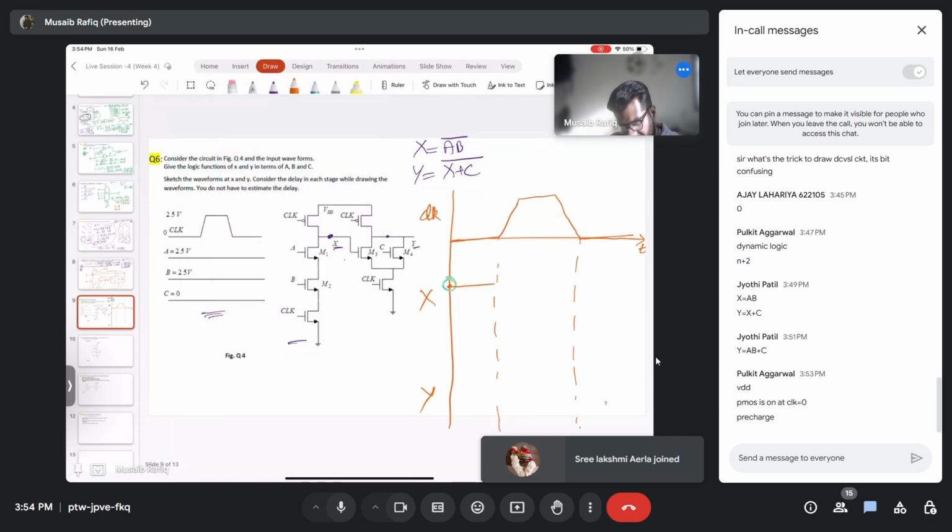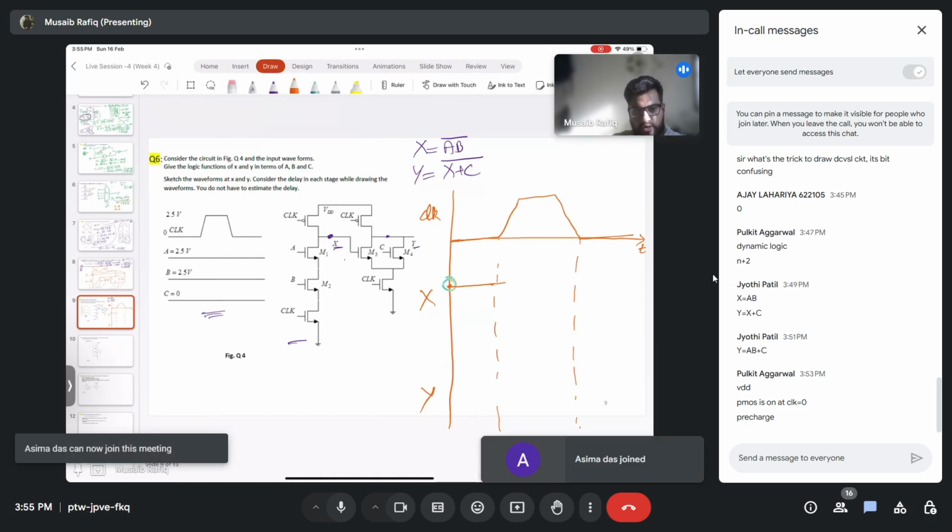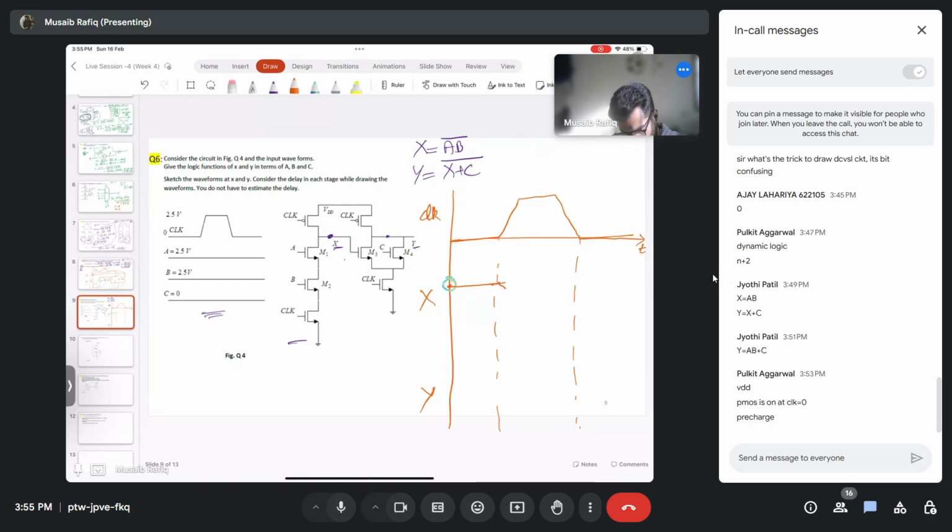Up to this point, let's just consider a bit of delay. Then it will behave based on the functionality. So x is equal to a dot b bar. So it is basically a NAND gate. Yeah, it's a NAND gate. X is equal to a dot b bar. It will turn on because a equal to 1, b equal to 1. My output will be equal to 0, and it will start discharging, right?